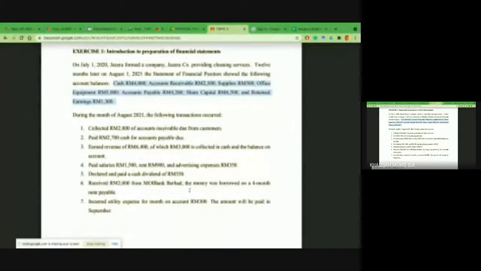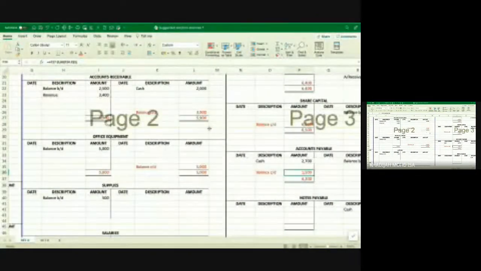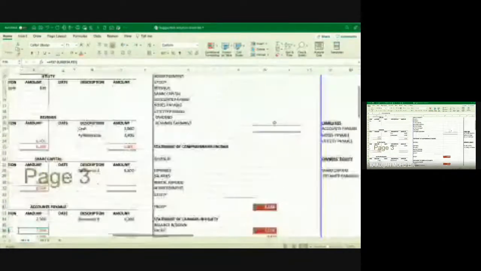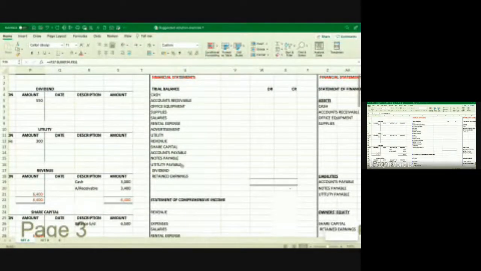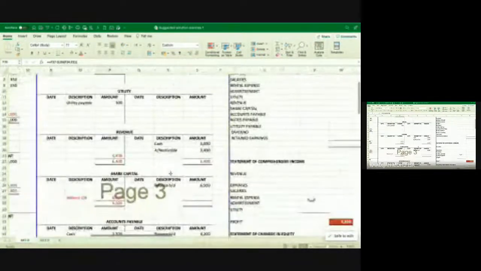Is the question asking for a trial balance? Prepare a trial balance. So once you have all the accounts, then you put them into the trial balance. List down all the debit and credit sides. So you have all these accounts, from cash until your retained earnings. So where's your retained earnings?